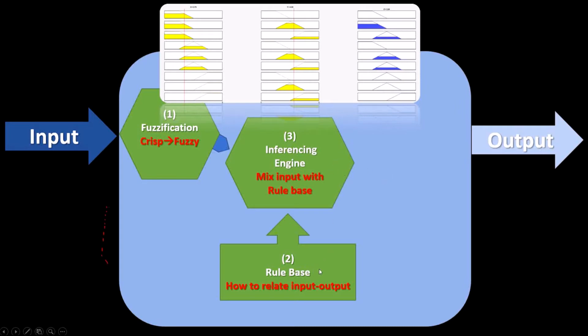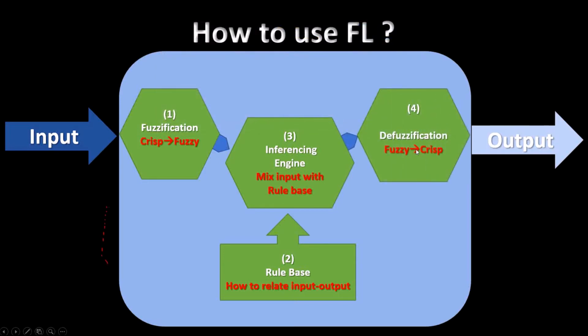So it means that if you have, let's say, a rule base with 16 rules, the inferencing engine will decide how many rules will be fired up based on the input from the fuzzification step. So the final module, which is the fourth module, is the defuzzification step.